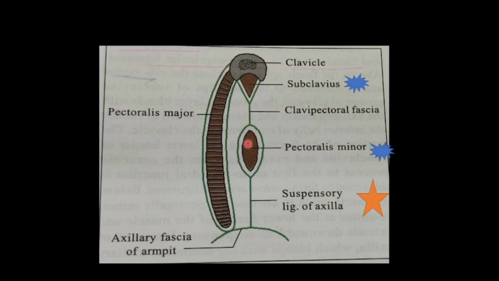It also forms two ligaments. They are the costocoracoid ligament and the suspensory ligament of the axilla. We have already seen the suspensory ligament of the axilla. The part of the clavipectoral fascia at the lower border of the subclavius is thickened, extending from the first rib to the coracoid process, and this is known as the costocoracoid ligament.